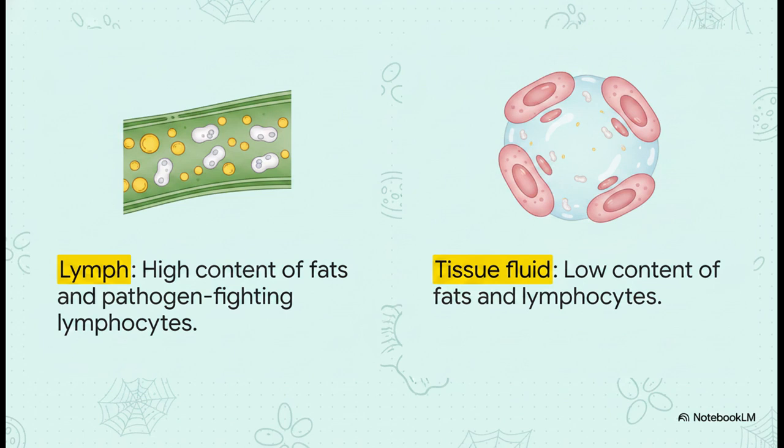It drains into these one-way tubes called lymphatic capillaries, and once inside, we call it lymph. The big difference? Compared to regular tissue fluid, lymph is packed with dietary fats absorbed straight from your digestive tract, and it has a massive army of pathogen-fighting lymphocytes.